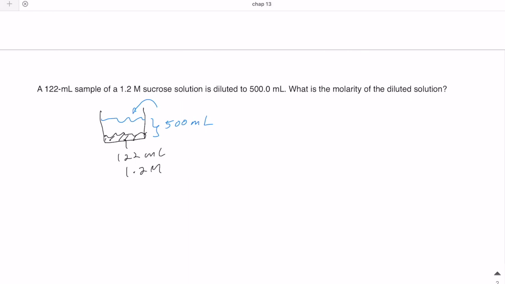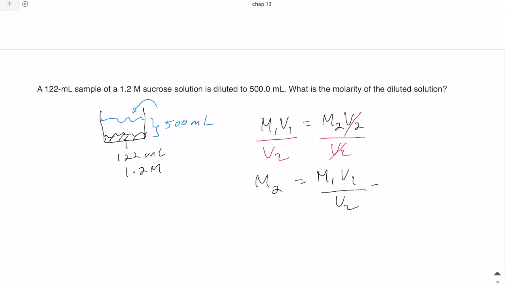This is really a straight application of your dilution equation, which is M1V1 equals M2V2. We're trying to find the molarity of the diluted solution, so we need M2, which means we can divide both sides by V2, and that would isolate M2 to be M1V1 over V2. And all we need to do here is put in our values of M1, which is 1.2 molar, V1, which is 122 milliliters, and V2, which is 500 milliliters.